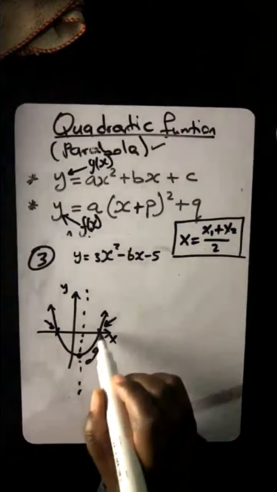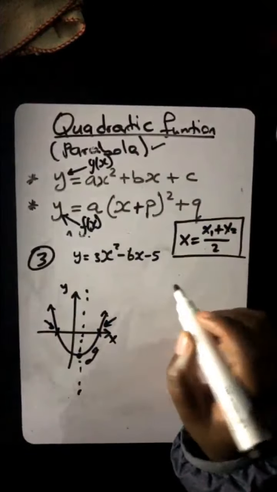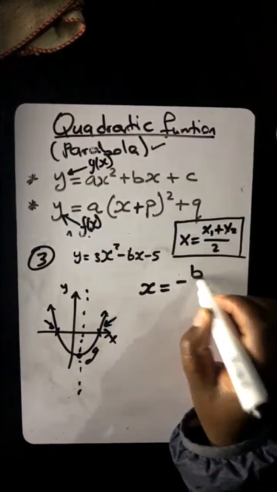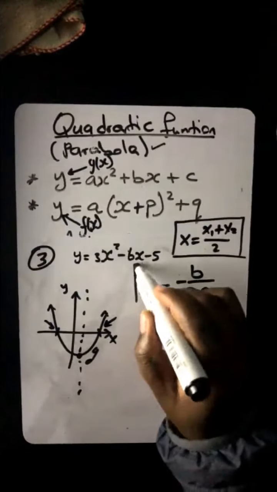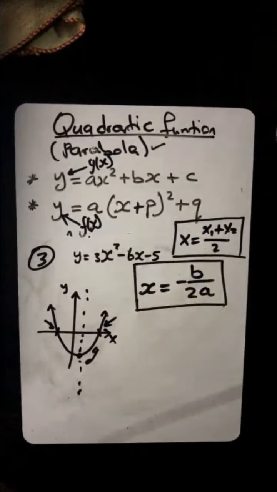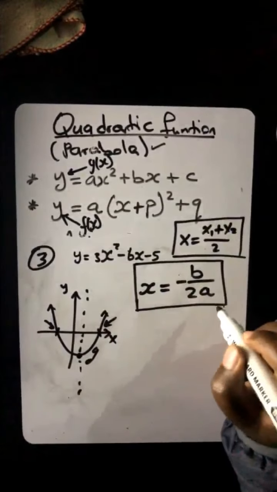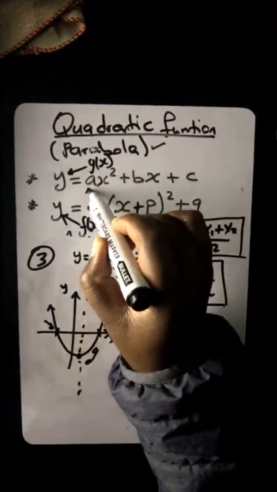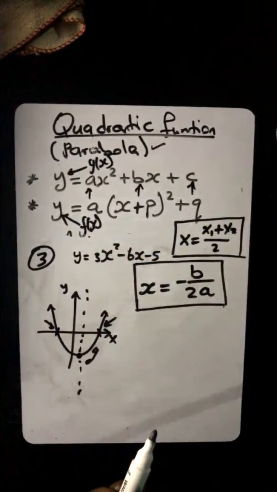Otherwise, if you are not given that x value and that x value, you use a formula which says x is equals to negative b over 2a. So that means we have two ways in which we can determine the value for the axis of symmetry. Identifying which is b and which is a is very, very easy, guys. You've got a there, b there, you've got your c there.